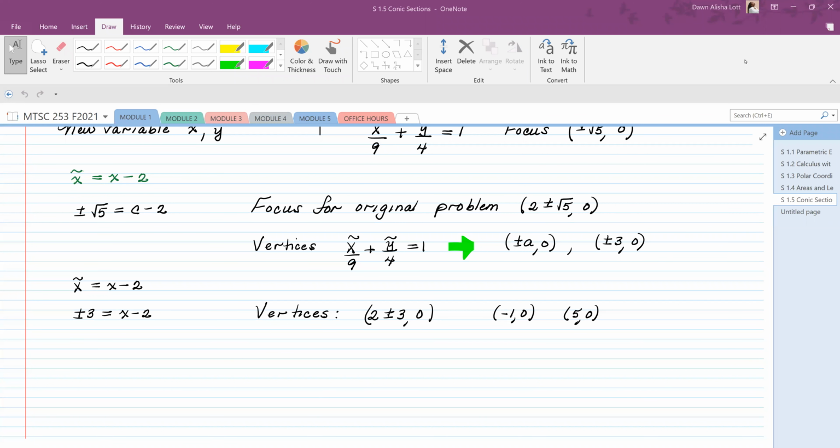So we're going to continue with conic sections. I do want to do one more example, and then we're going to go on to eccentricity.